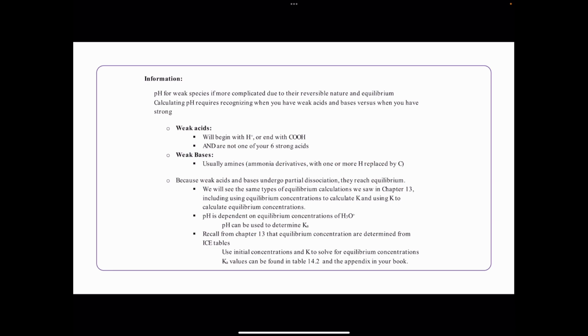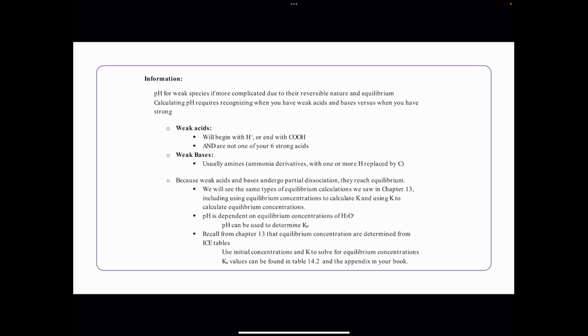Now, when we deal with weak substances, it's a bit more complicated due to their reversible nature and the fact that they're going to reach an equilibrium. Calculating pH requires recognizing when we have weak acids and bases versus when we have strong. If I've got a weak acid, these are going to, again, typically begin with an H plus or end with a COOH, and they're not one of my 6 strong acids. Our weak bases are going to usually be amines or ammonia derivatives, in which we have one or more hydrogen replaced by carbon groups. Because weak acids and bases undergo partial dissociation, they reach equilibrium.